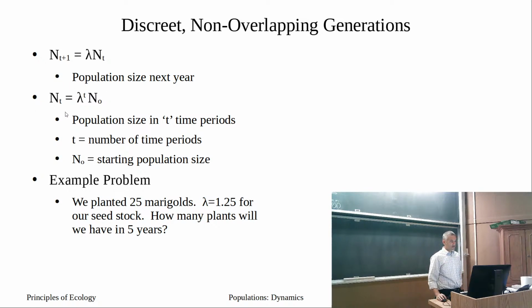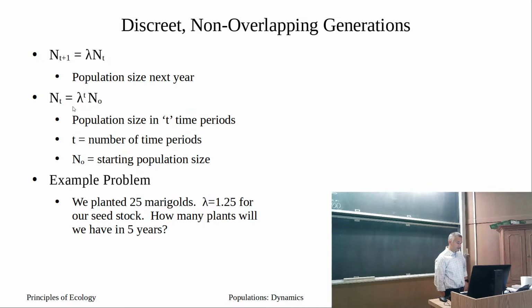All right, this is our equation. And you could say, well, why don't I need to know this one? Well, if I say what's the population size in the next year, t is equal to 1. We're looking at one time period forward. So lambda raised to 1 is lambda. We get our equation.